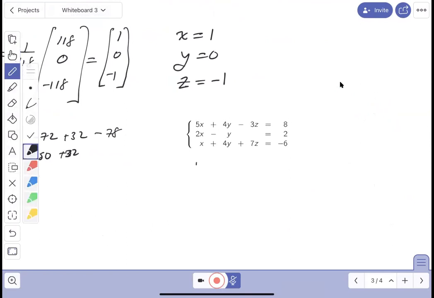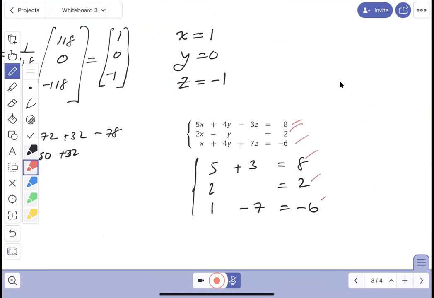So x is 1, what would I get? 5, 2, 1. If y is 0, I don't get any y's. I got the z's though. What does it give me? Plus 3, and that would be minus 7. This is 2, this is minus 6, and this is 8. Is that what they said it was going to be? They sure did. 8, 2, minus 6. Everything's working out.